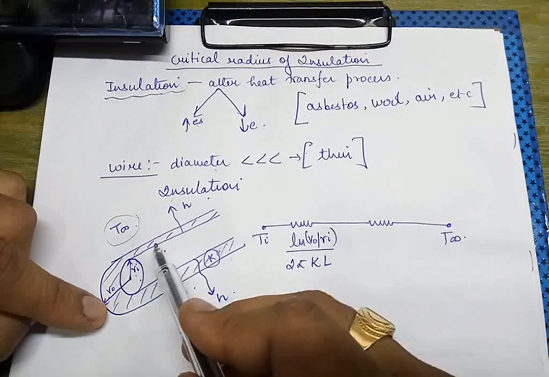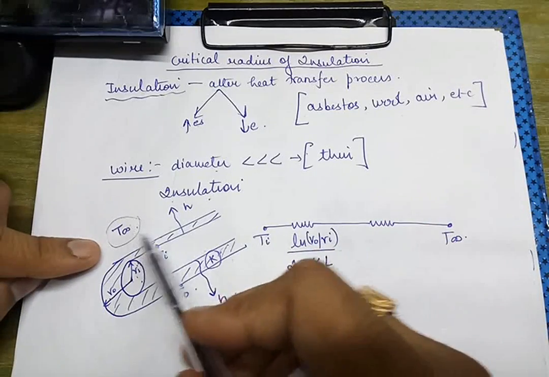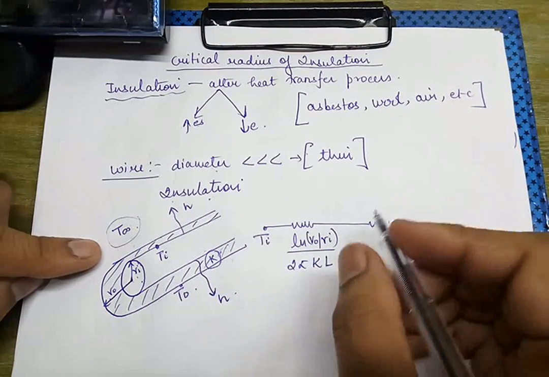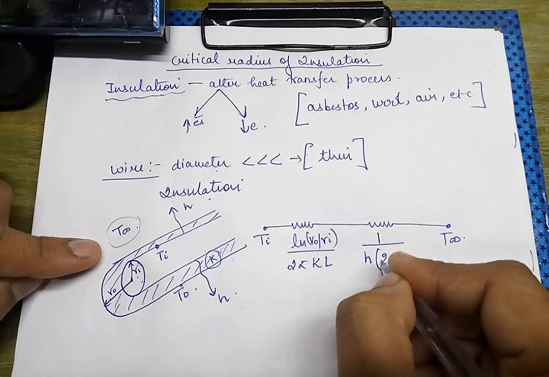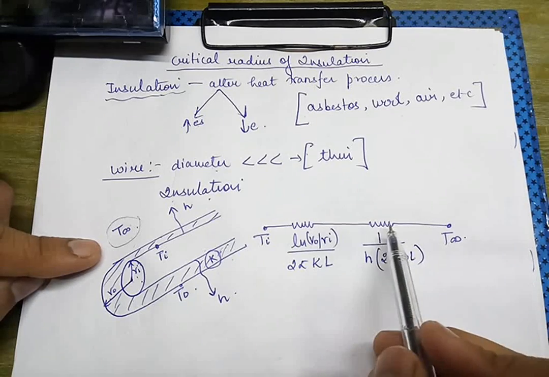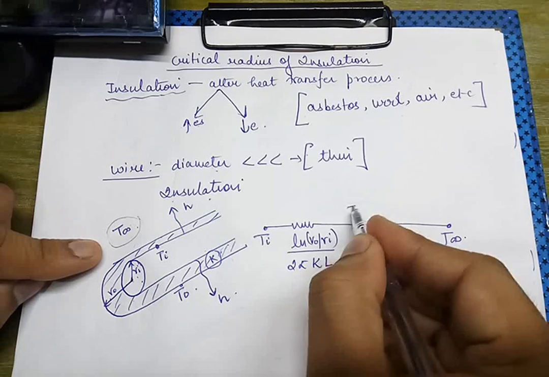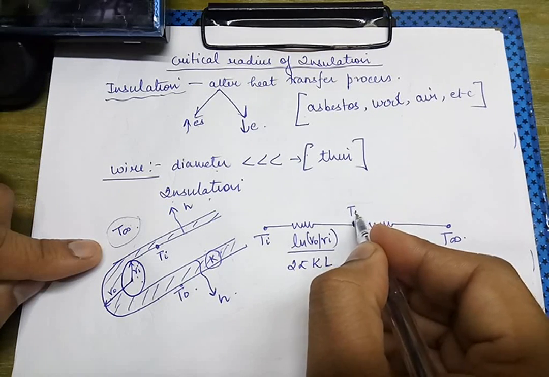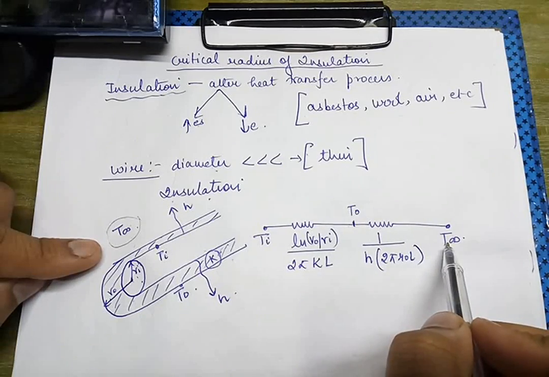And then we have the convection heat transfer resistance, and that will be 1 upon h into area. Area will be 2 pi R0 L. This is the resistance between T outside and T infinity. Okay, this is Ti, this is T0, and this is T infinity. Very simple.